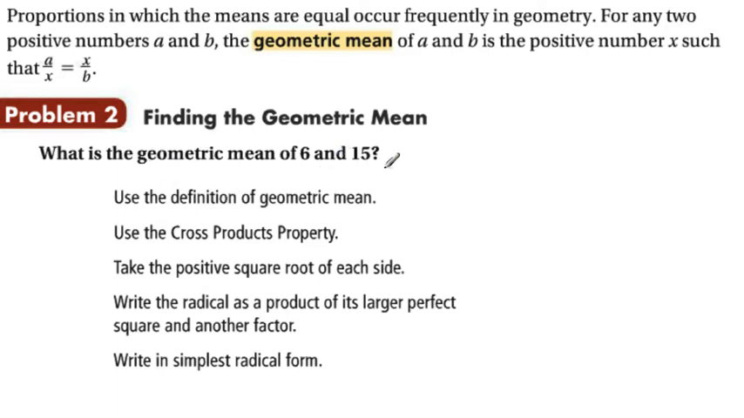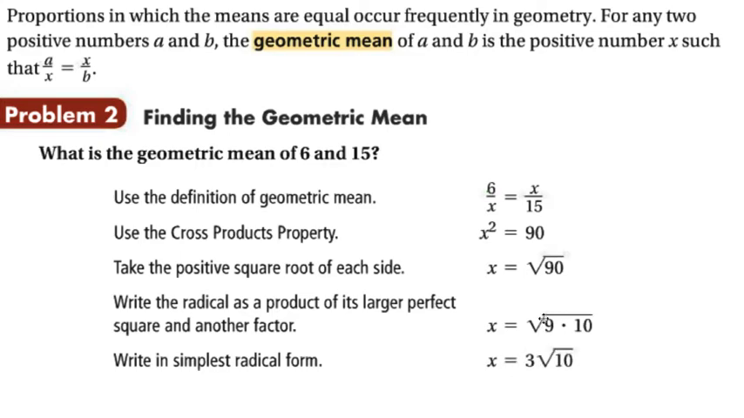So what is the geometric mean of 6 and 15? So first of all, we need to write our ratios using the definition of geometric means. So we would write 6 is to x as x is to 15. Remember, the x's are going to be our geometric means. And then cross multiplying, we get x squared is 90. So x is the square root of 90. But to simplify that, we can write that as x equal to the square root of 9 times 10. The reason we write it that way is 9 is a perfect square and will come outside of the radical. So the square root of 9 is 3, but the 10 doesn't have any perfect squares in it, so it stays in the radical.